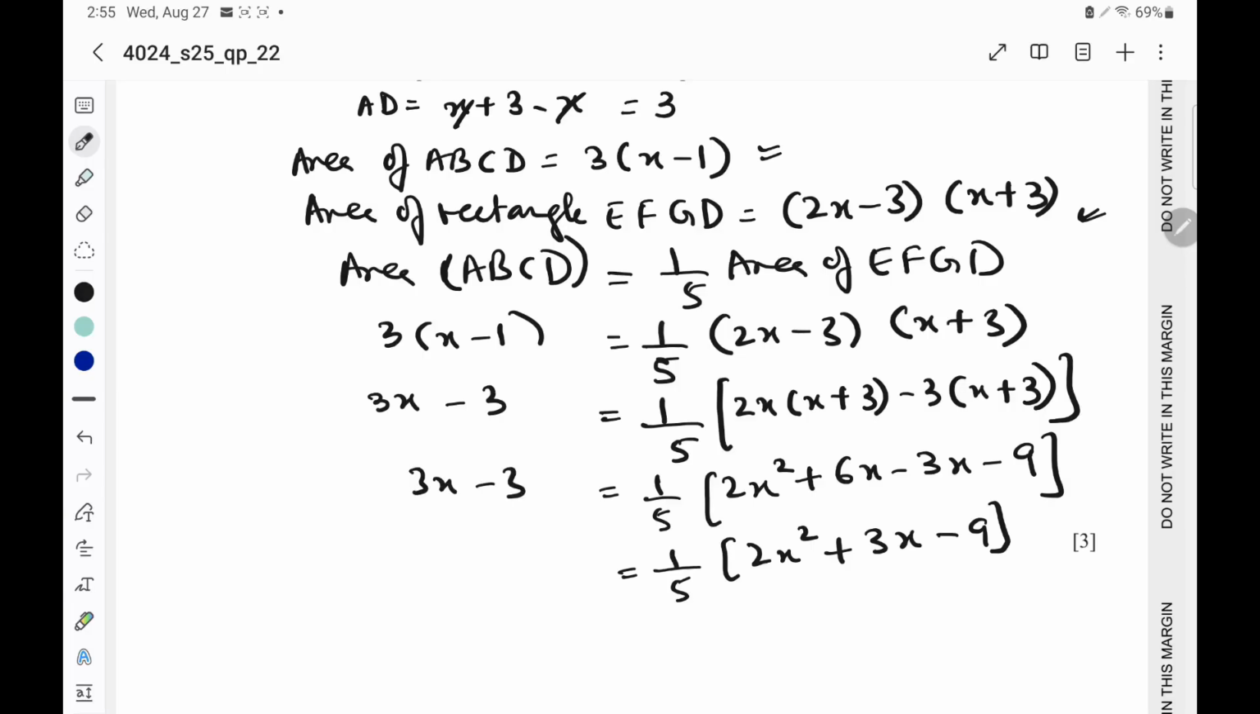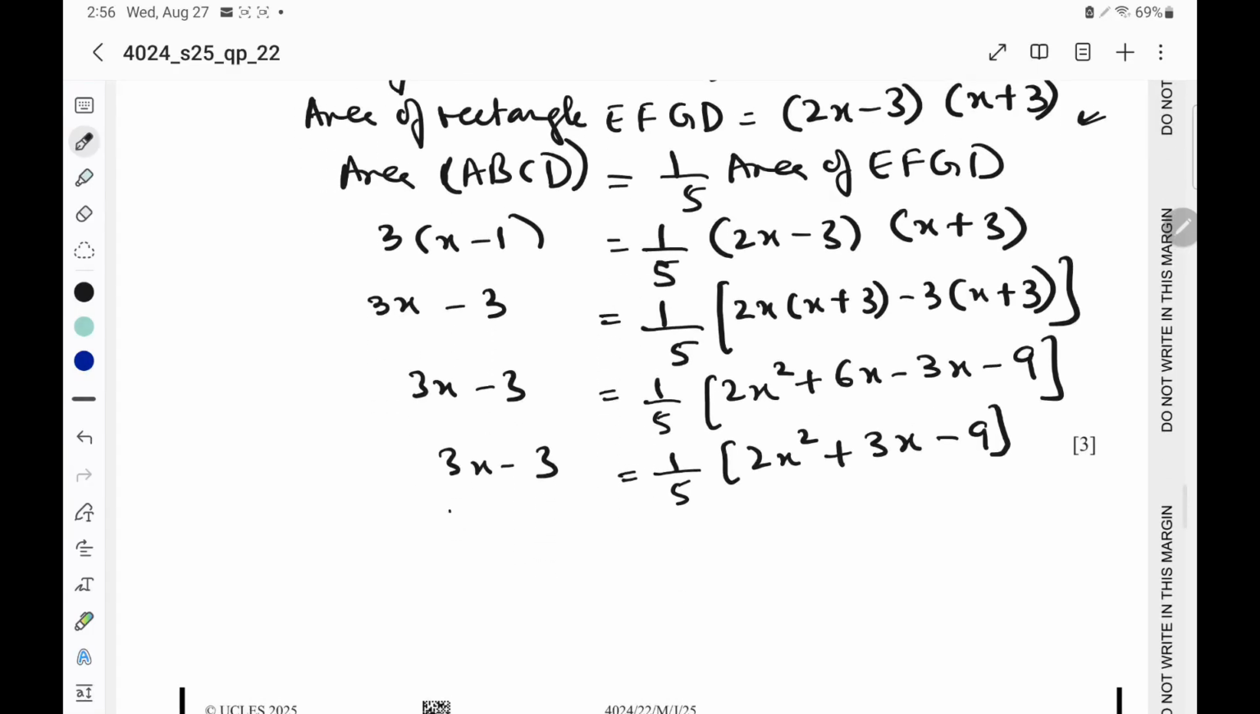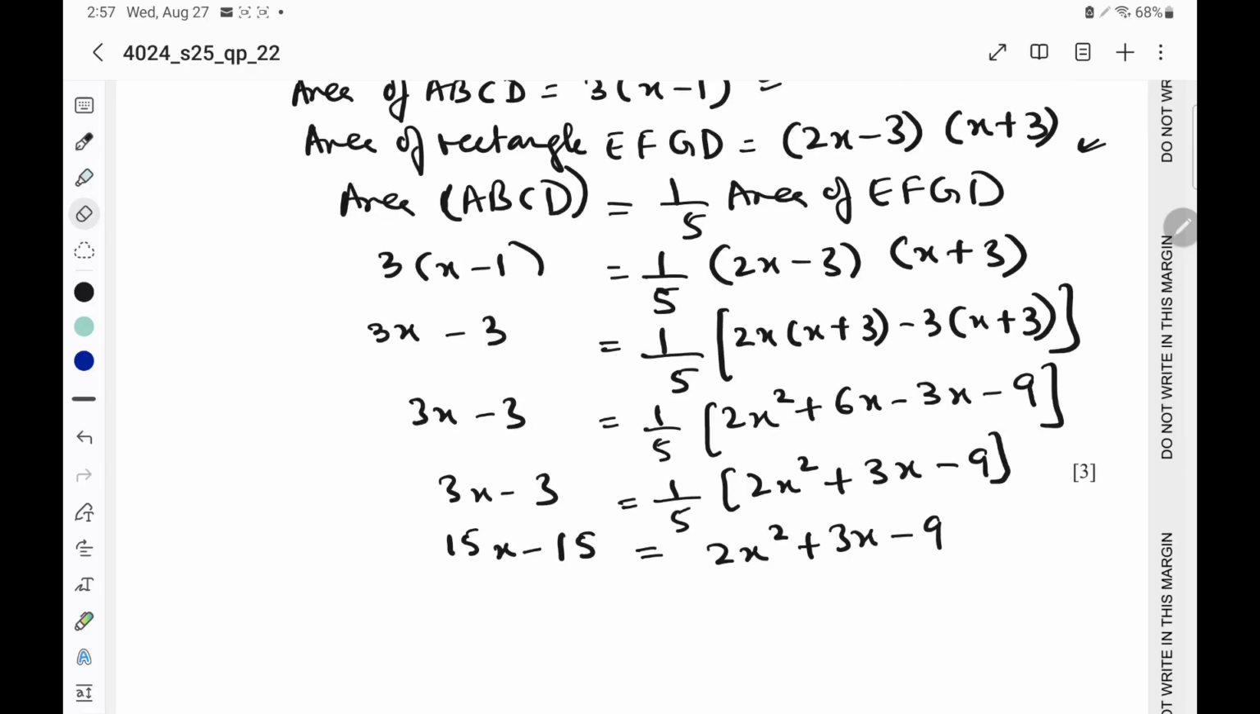Now 3x minus 3 on this side. Multiply 5 to this one. So this will become 15x minus 15 equals 2x squared plus 3x minus 9. Just write down everything to one side: 2x squared plus 3x minus 9 minus 15x plus 15 equals 0. So 2x squared.